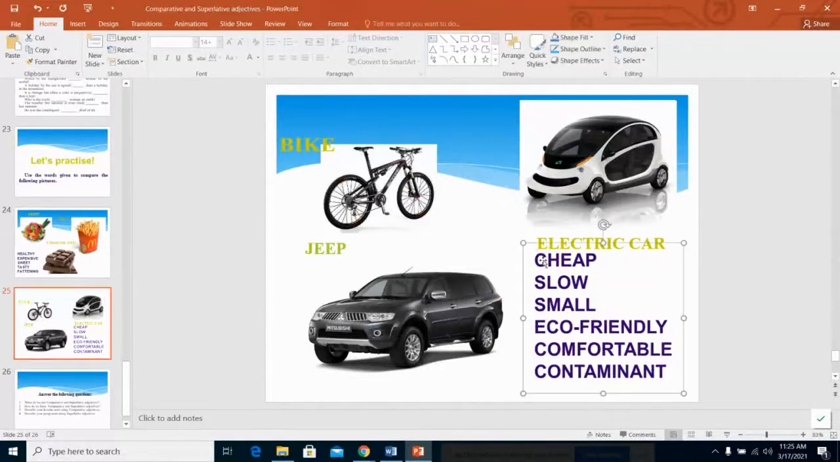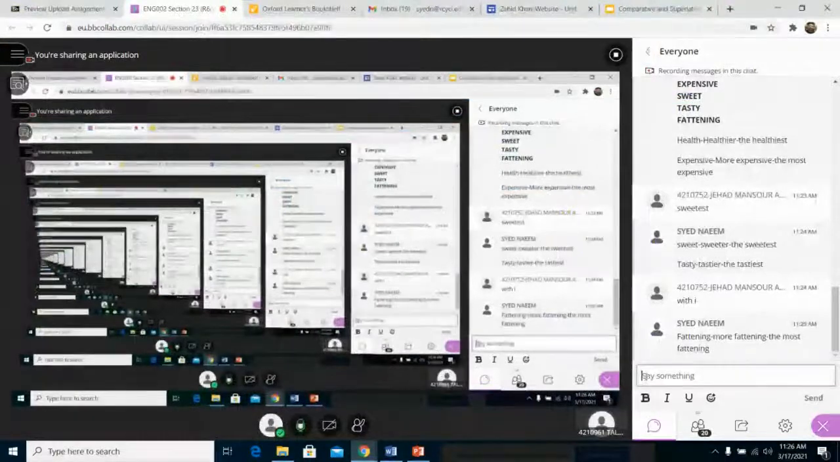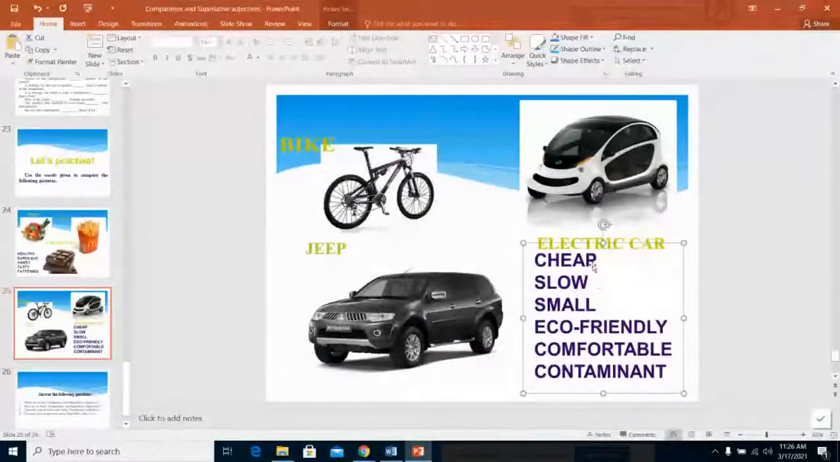Okay, so these are some other adjectives. Cheap, slow, small, eco-friendly, comfortable, all these words. Let me copy them into the chat box so you can see. Let me do it quickly with you. Cheap, cheaper, the cheapest. Slow, slower, the slowest. Small, smaller, the smallest. Eco-friendly, more eco-friendly, the most eco-friendly. Comfortable, more comfortable, the most comfortable. Yes. Okay, so these are some things.